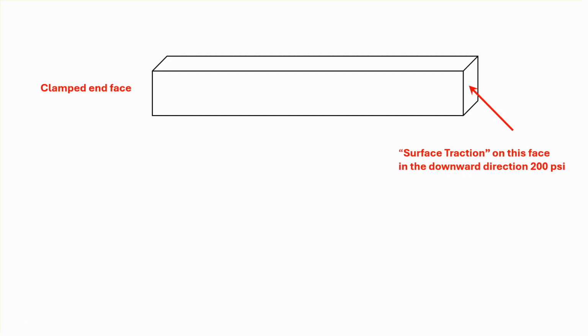I'm not going to model it with beam elements. It'll be modeled with solid elements. But the clamped beam, as you see here, has the left side clamped. And on the right side, I will apply a surface traction of 200 psi in the downward direction. So essentially, we have a cantilever beam which is point loaded at the right side, and the value of that point load, or that force, is the surface traction value, 200, times the cross-sectional area of that rectangle on the side.